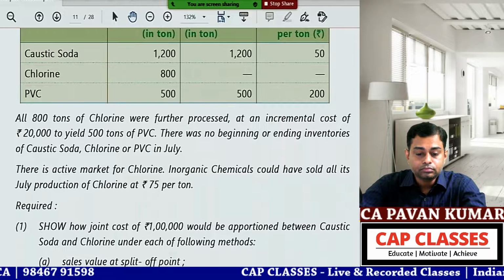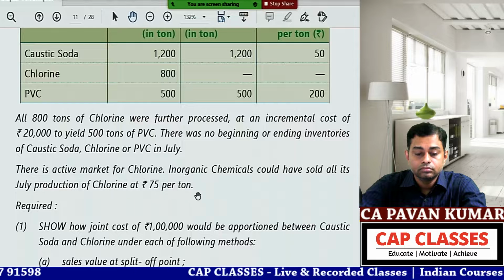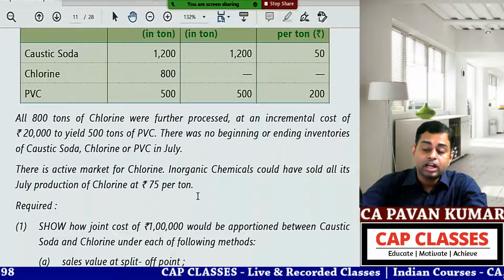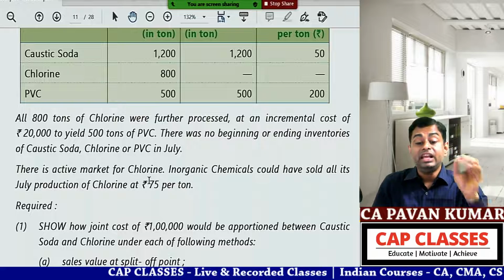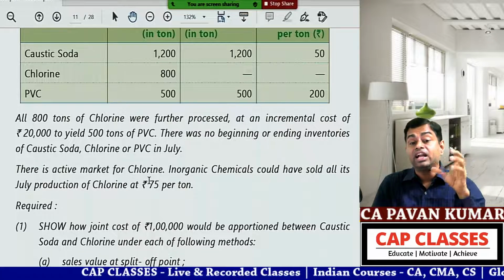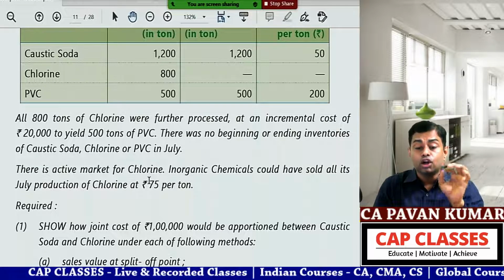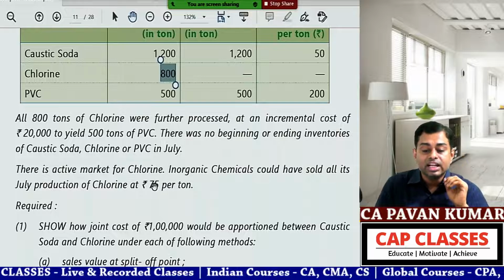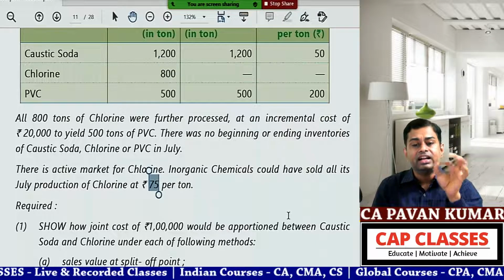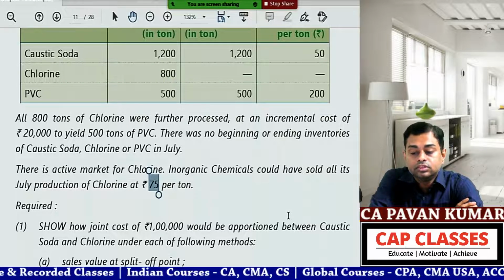There is active market for chlorine. Inorganic chemicals could have sold all its July production of chlorine at rupees 75 per ton. Now hold 1 second. Take the calculator and tell me, if I am selling it at chlorine level itself, what is the quantity I got? 800. What is the selling price? 75. Take calculator, 800 into 75. Tell me how much? 60,000.